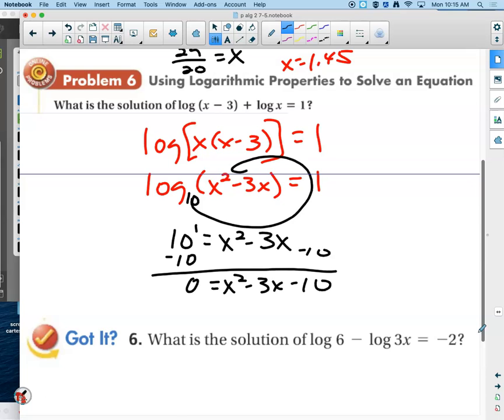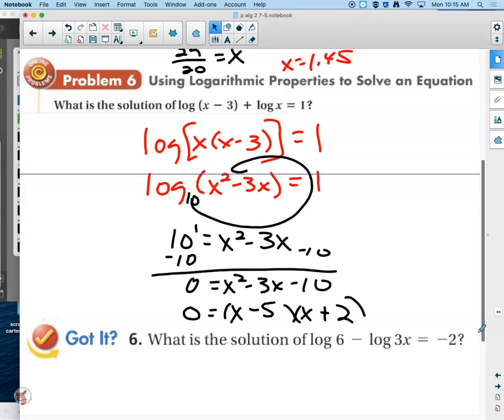Then what should we do? Yeah, if we can factor it, we're going to factor. Now, there is no greatest common monomial factor. It is not a perfect square trinomial because there's a negative 10 in the back. But I'm pretty sure we know two numbers that multiply to negative 10 and add to negative 3. What are they? So what are the two solutions? 5 and negative 2.